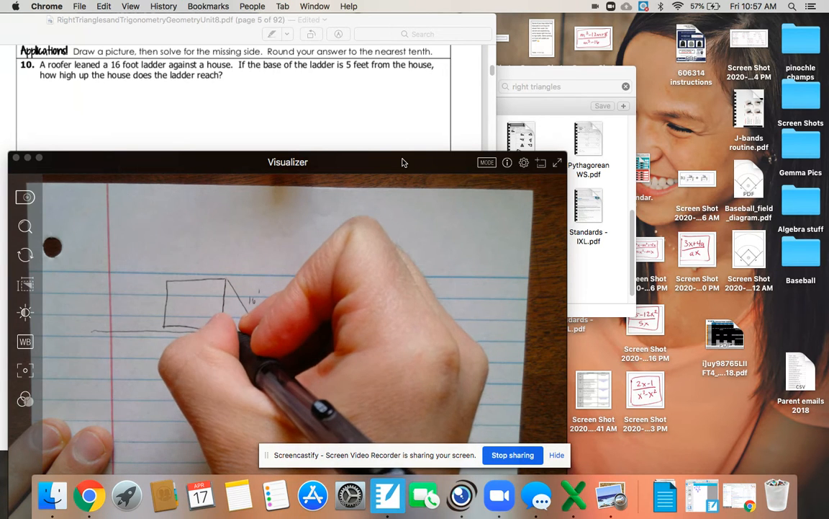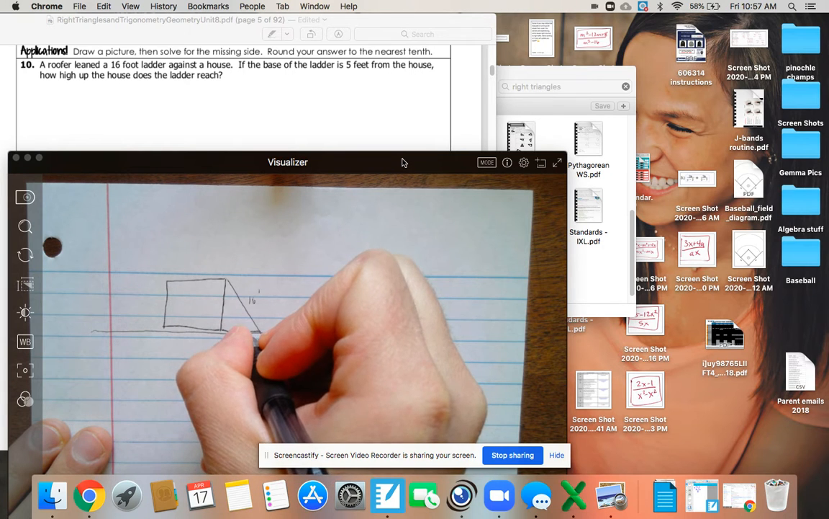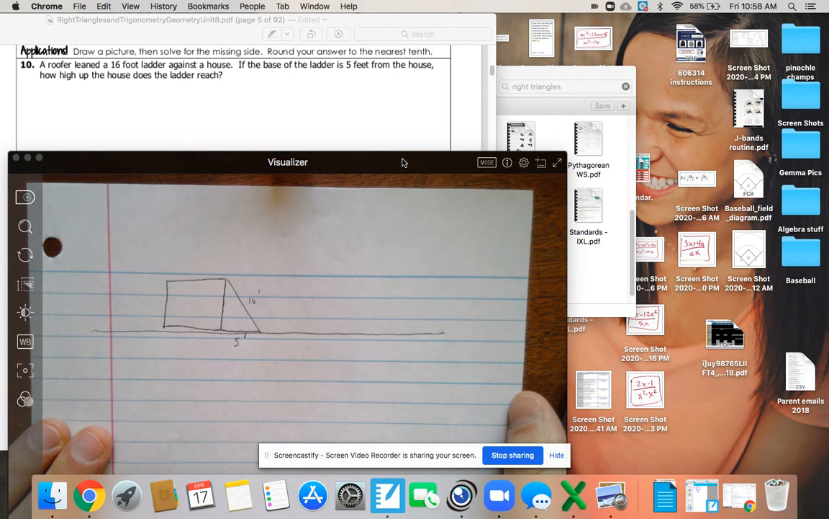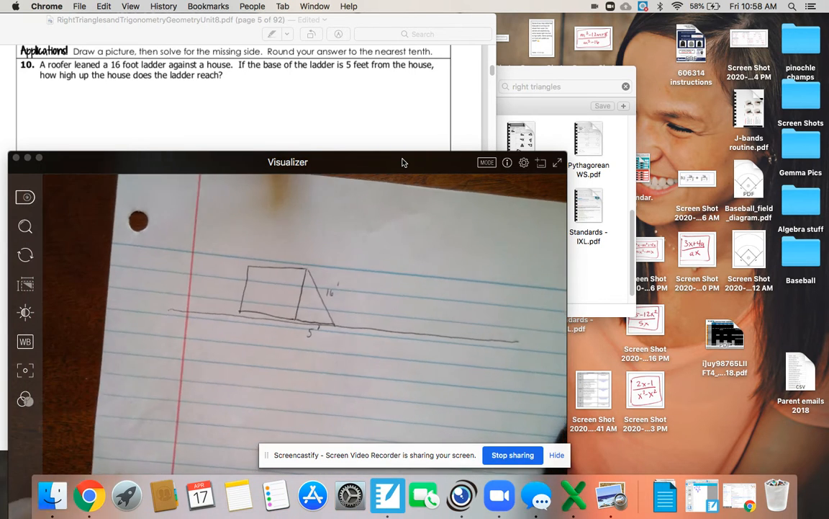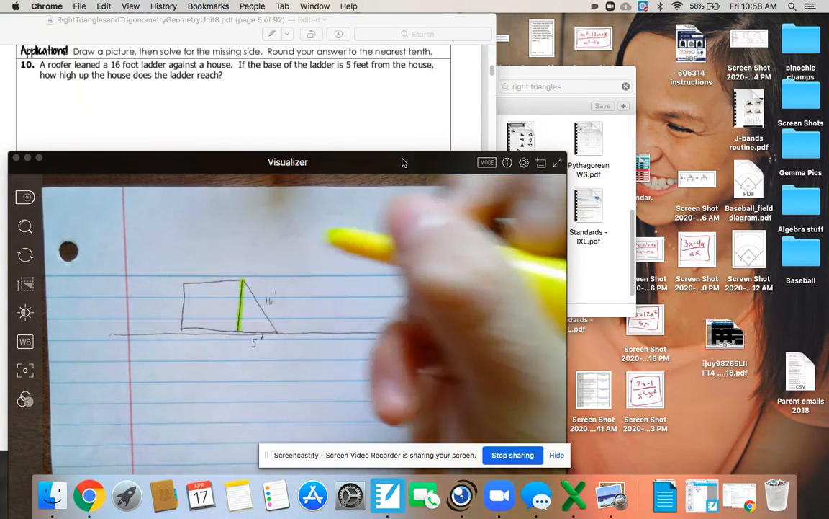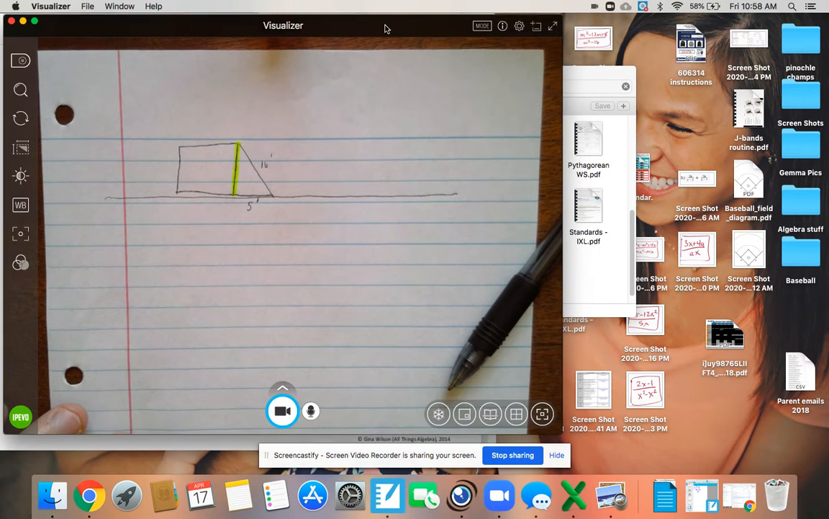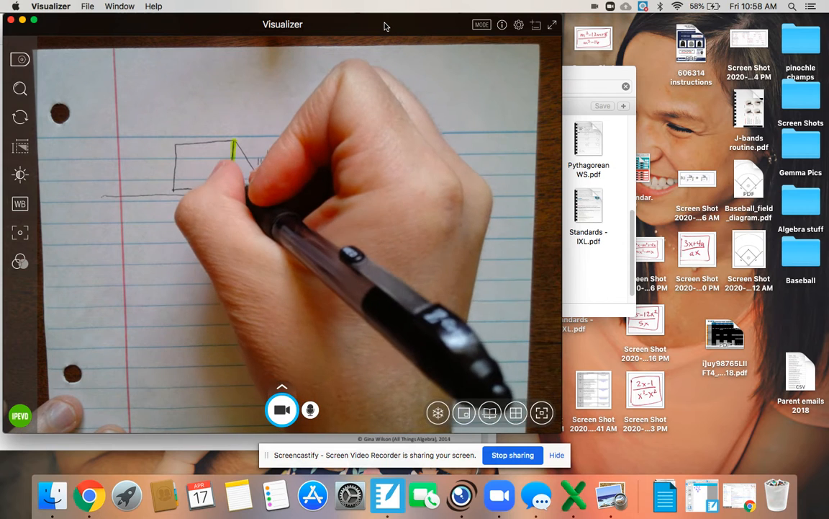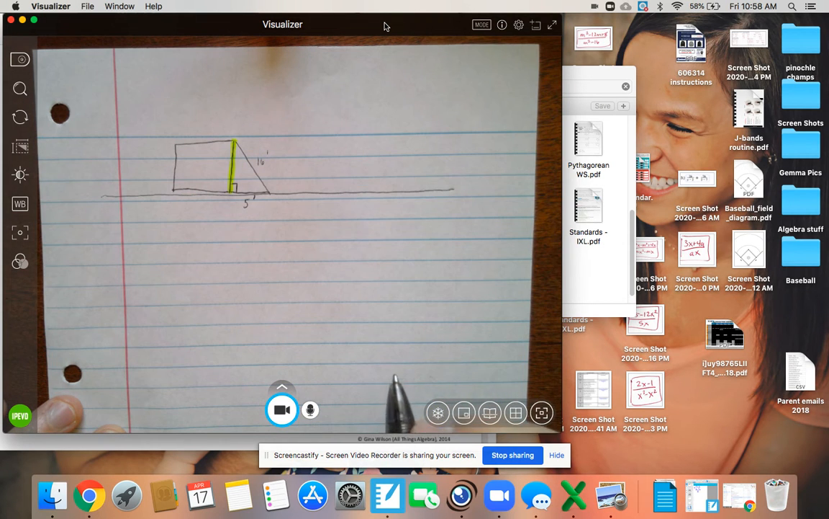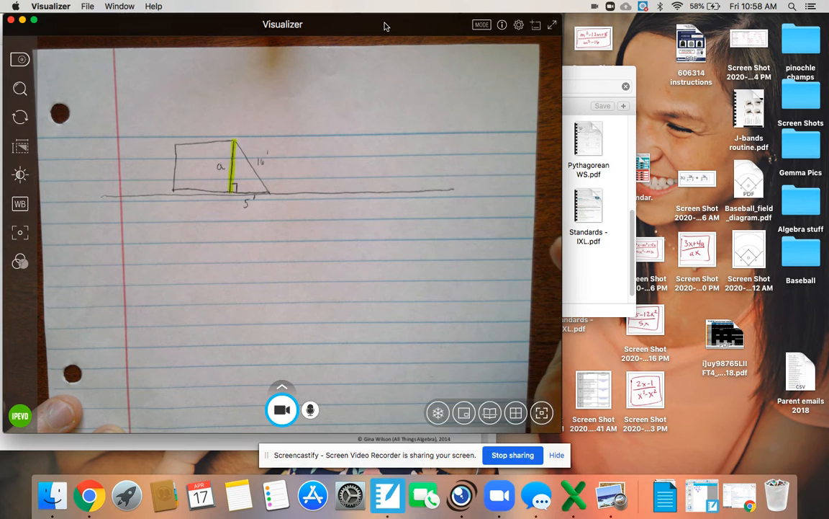So again, we've got our right triangle that's constructed here. The base is 5 feet from the house. And the last part of the question says how high up that house would the ladder reach. So we're looking for one of the legs of the right triangle. We're looking for this length right here. Now, when we look for that length, we need to think about the fact that what's given is a right triangle. We know it's a right triangle because it creates a right angle with the house. And we're actually looking for one of the legs, which I'm going to title A. So we're looking for this distance.